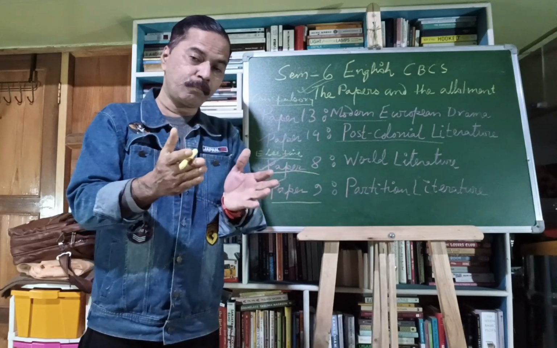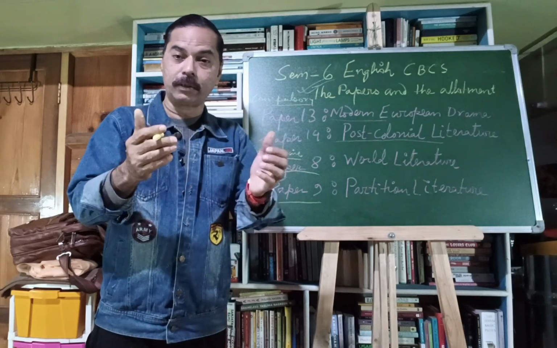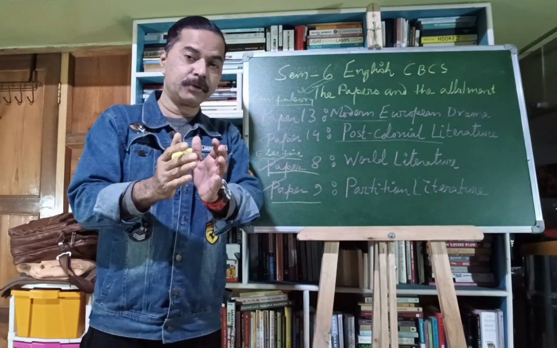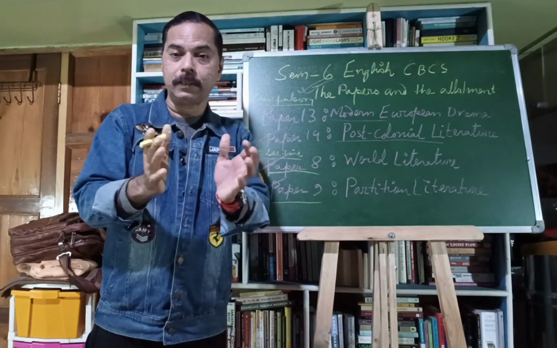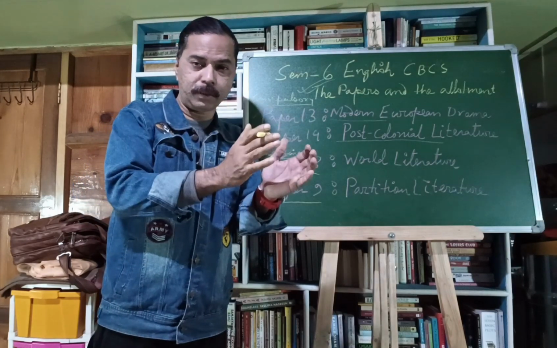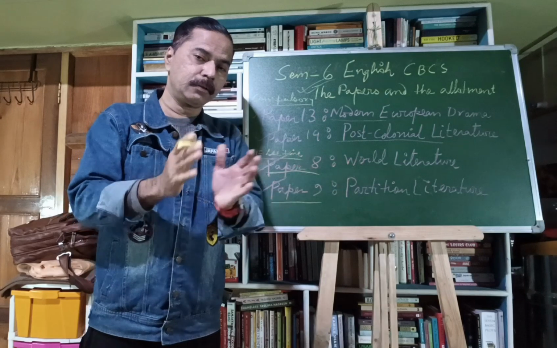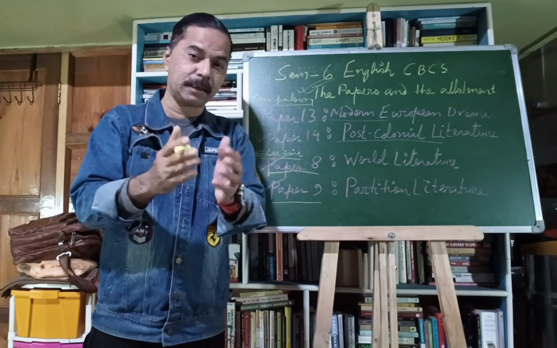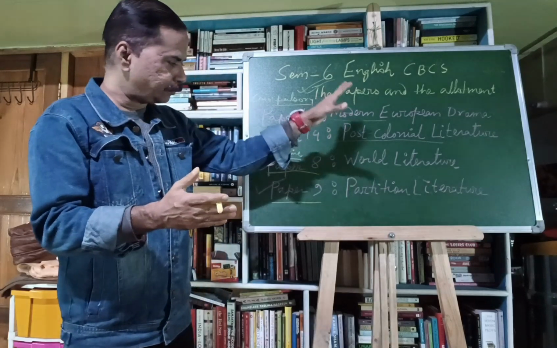Partition literature, we know, has two groups. The first generation dealt with the physical horrors, the violence, especially about Punjab, the division of Punjab. Then there is the second generation of partition literature, which is more about the mental trauma rather than the physical violence. Instead of the Punjab division, we are now looking at the split of Bengal. So under partition literature, we shall be doing Amitav Ghosh's novel The Shadow Lines. The title itself is fascinating. Shadow lines: boundaries are shadowy, amorphous. That is what we shall be doing.